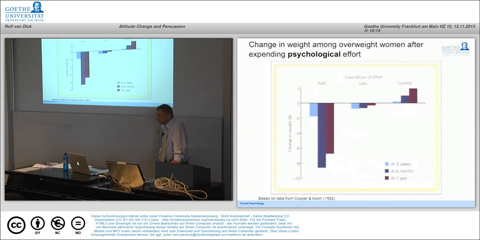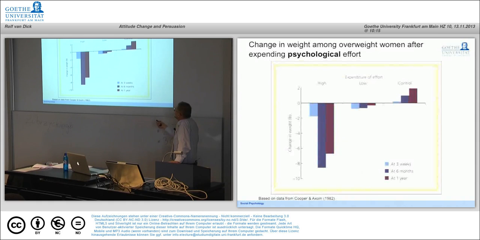Another study by Cooper and Aronson a couple of years later, they invited women into the laboratory for helping them lose weight. There was a control group who was just weighed. Their weight was taken 3 weeks after the program, 6 months after the program, or a year after the program. And you see, on average, in the control group, women apparently, when they don't do anything, gain a little bit of weight, on average 2 pounds after a year.